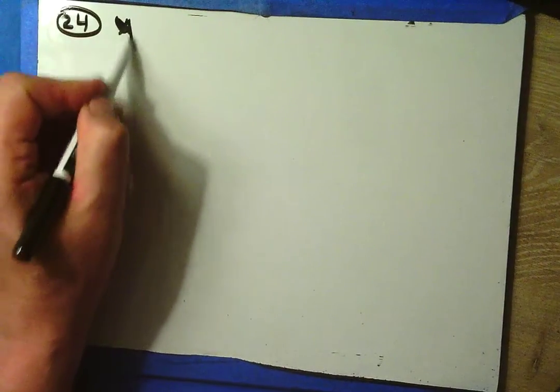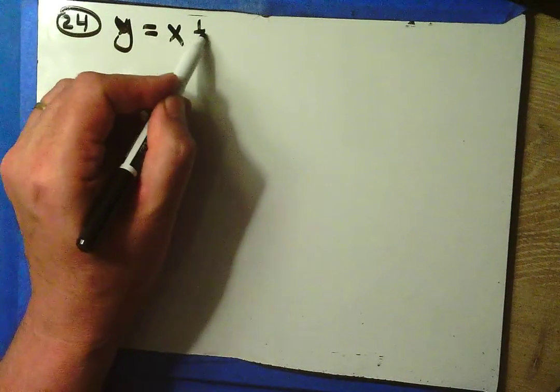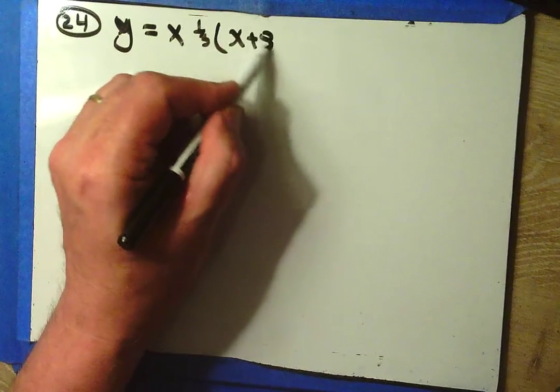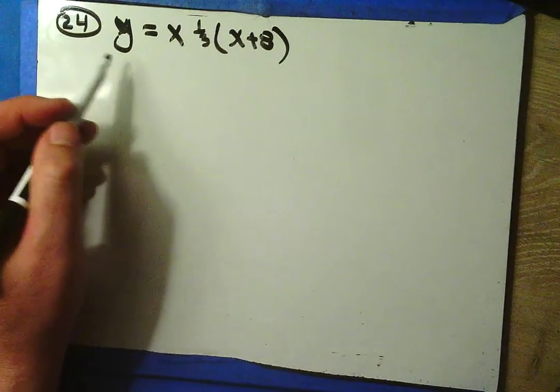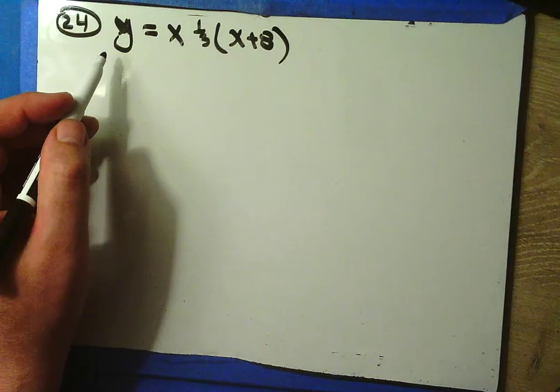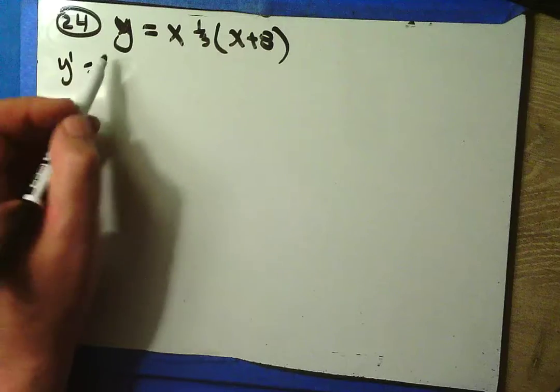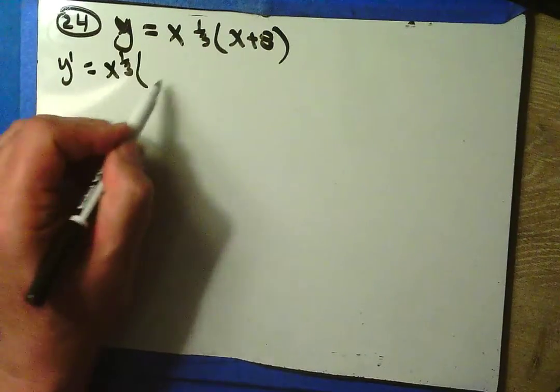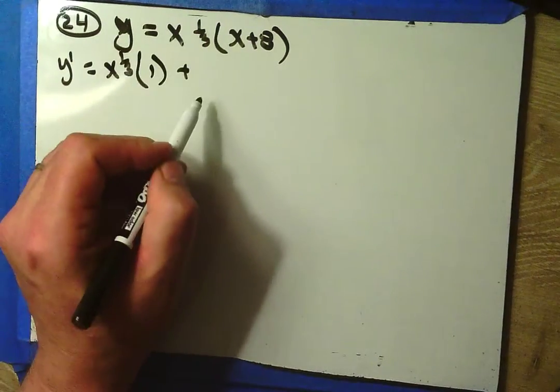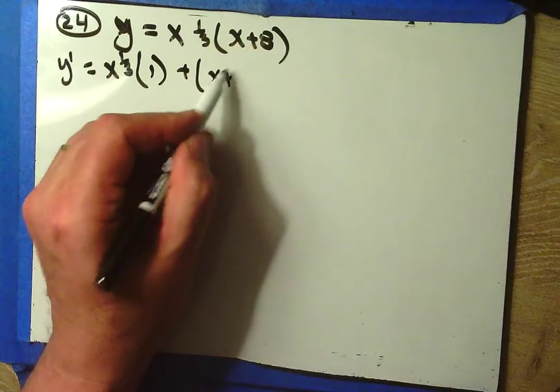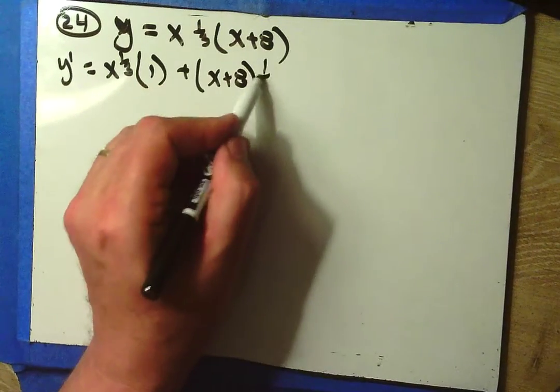24 says, find local extrema, find increasing, find decreasing. Ooh, but we get something tougher this time. y equals x to the 1/3 times x plus 8. Okay, so in order to find y prime in this situation, we're going to need to do the product rule. All right, product rule. So this times the derivative of that plus that times the derivative of this.